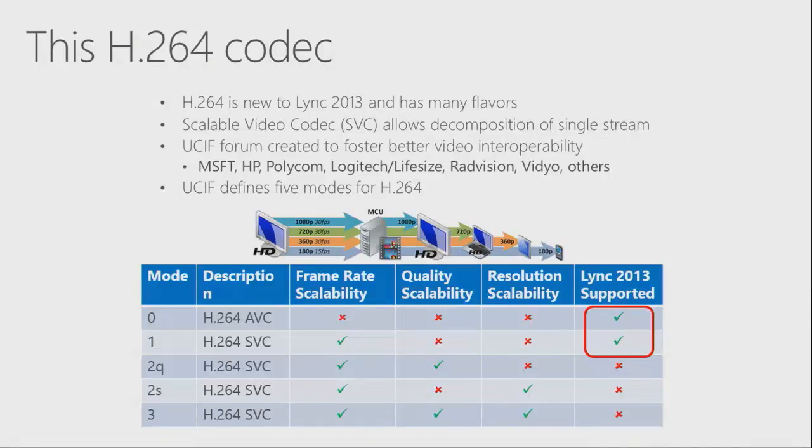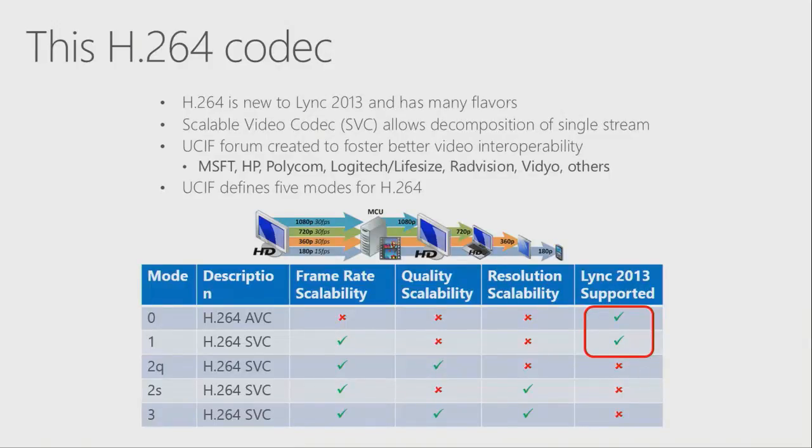There are 3 different dimensions for SVC. There's frame rate scalability, which is to say, am I sending 30 frames, 15 frames, that sort of thing. There's also quality scalability, which is to say, how many bits am I throwing? I think of it as the difference between MP3 and a WAV file. What's the resolution of the bits I'm putting into that video stream? And then there's resolution scalability. What's the pixel ratio that I'm sending?